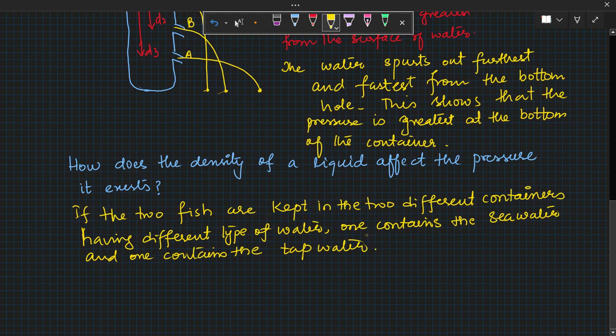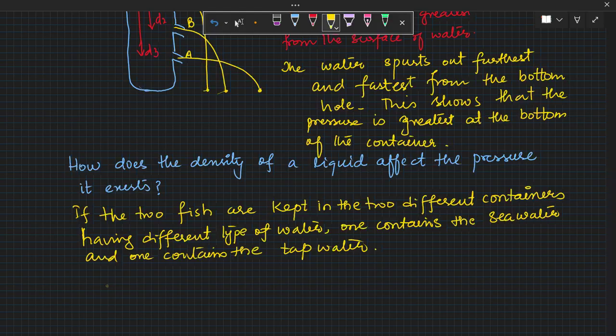And density depends on mass and volume, right? So what will happen here? For the same volume, the weight of the seawater is greater than the weight of the tap water. So the fish in the seawater is going to experience a greater pressure.